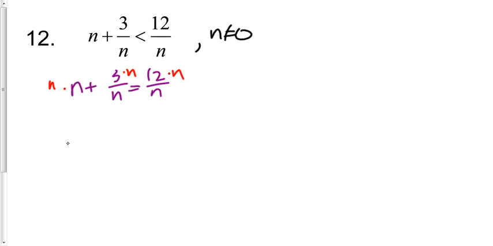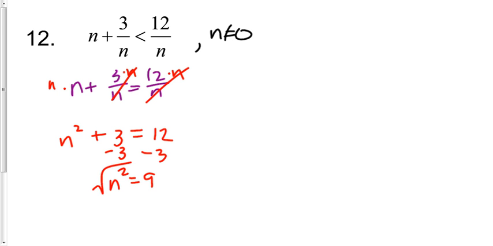So n times n is n squared plus, in the fraction here, the n's will cancel out, so I just have 3. On the right side of the equal sign, the n's cancel out, and I get 12. Now I'm going to subtract 3 on each side, and I get n squared equals 9. Well, I'll take the square root of each side, and n equals plus or minus 3.